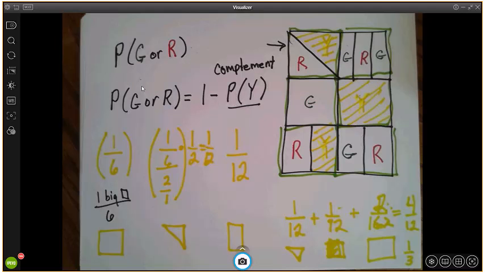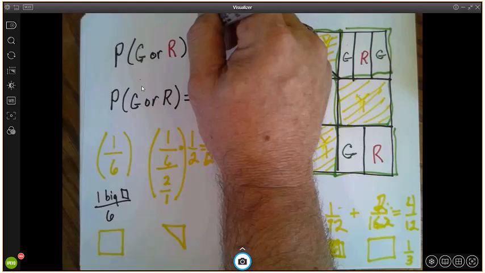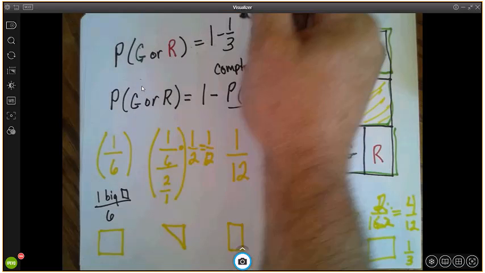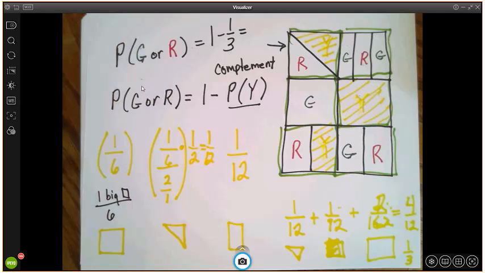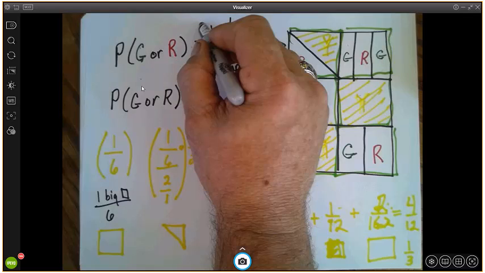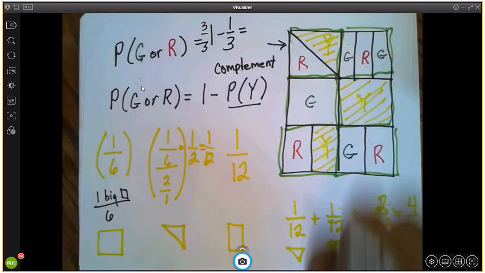So now we take 1 minus 1/3, which would equal what? What's 3/3 minus 1/3? 2/3.